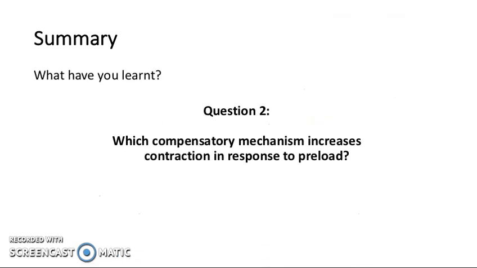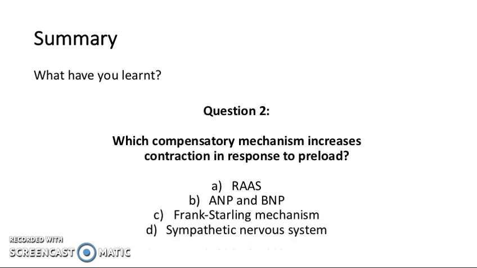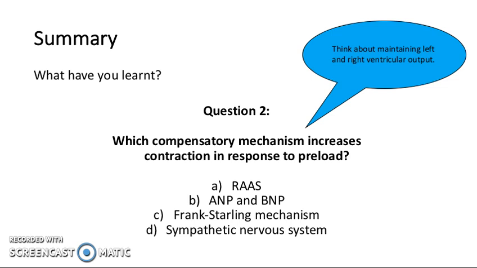Question 2. Which compensatory mechanism increases contraction in response to preload? Is it the RAS, ANP and BNP, the Frank-Starling mechanism, or the sympathetic nervous system? You want to think about which compensatory mechanism is maintaining left and right ventricular output. The answer is the Frank-Starling mechanism in this case, as it directly relates an increase in preload to an increase in the contraction of your heart.